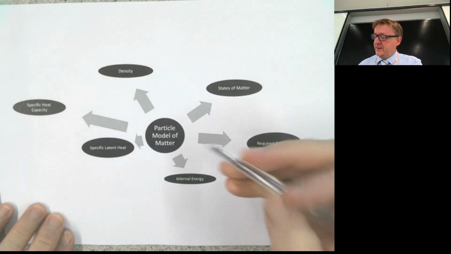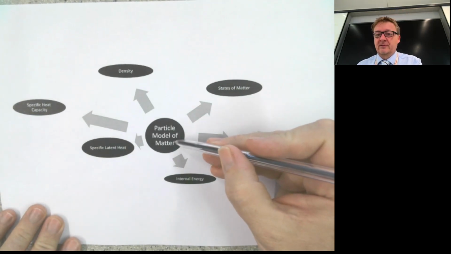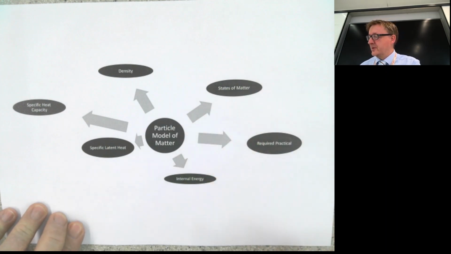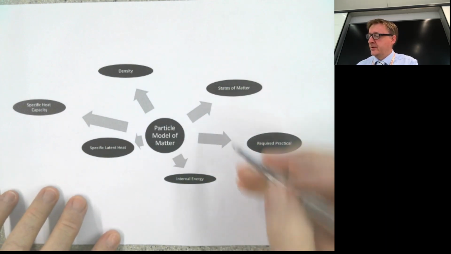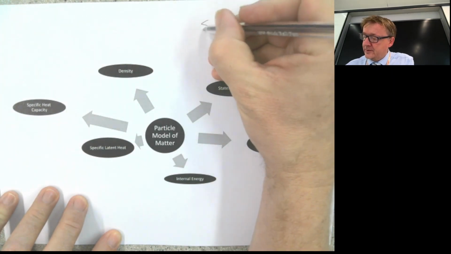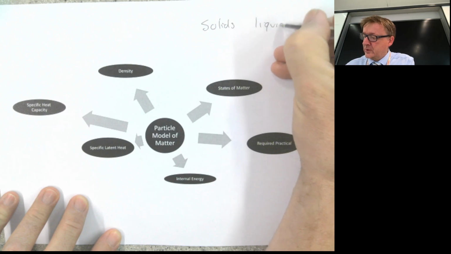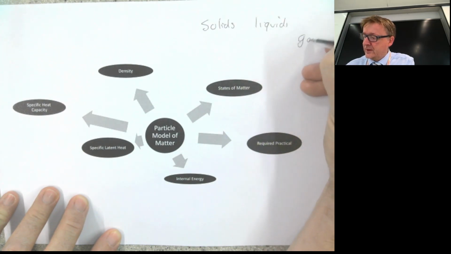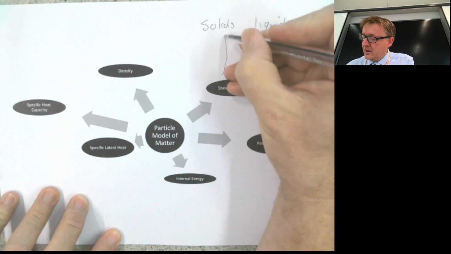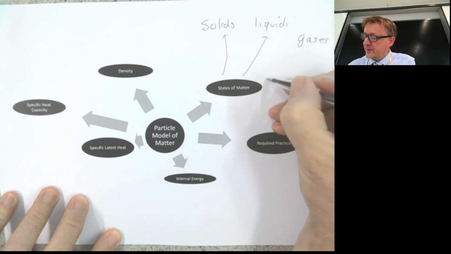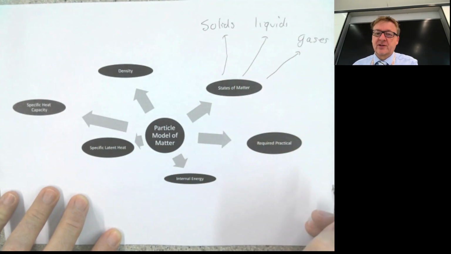This mind map is about the particle model of matter. What I'm going to do is work around the mind map. Firstly, states of matter. We've got solids, liquids, and gases. And what you've got to do is know the properties of the solids, the liquids, and gases, in as much detail as you possibly can, like the particle arrangement, amount of energy, forces between.